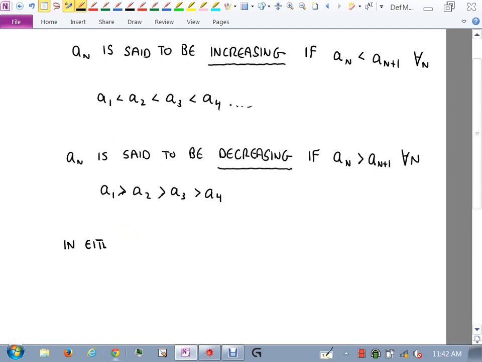In either case, a sub n is called monotonic. So if I tell you, hey, I've got this sequence and it's monotonic, does that tell you it's increasing? No. If I tell you it's monotonic, does that tell you it's decreasing? No. It tells you it's one or the other, though, right?